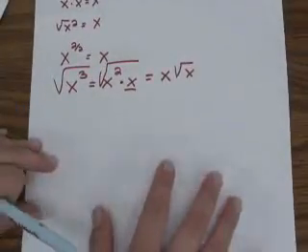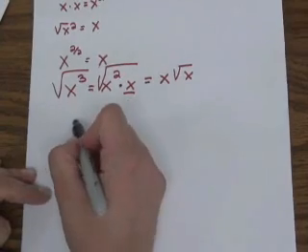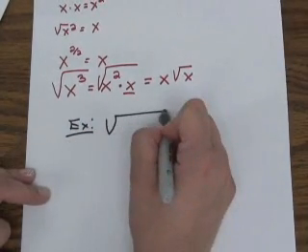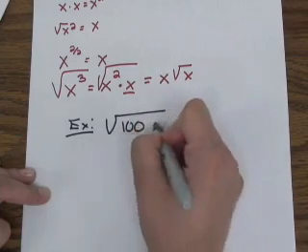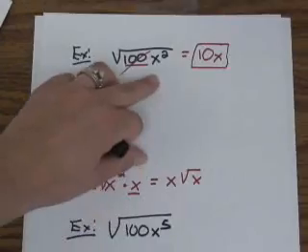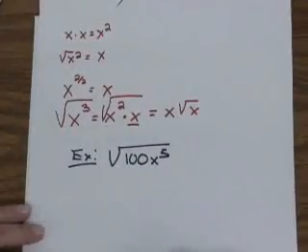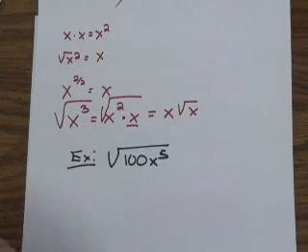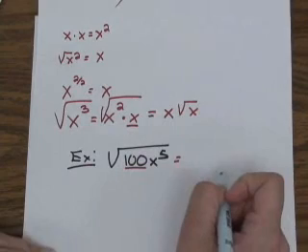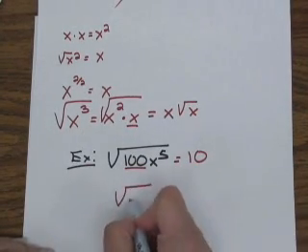Let's use a very similar one. 100x to the 5th. So really all I did was change the exponent from the first problem to the second. So again, I'm looking at the square root of 100, and I know that I can find the square root of that without any problems, and that's going to give me 10. But I still have this square root of x to the 5th to simplify.